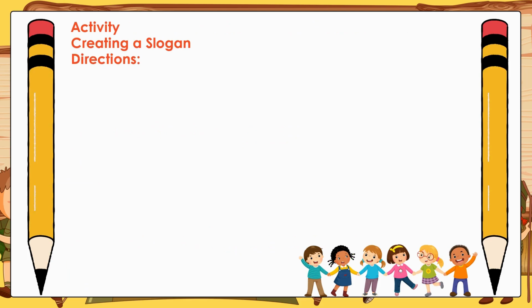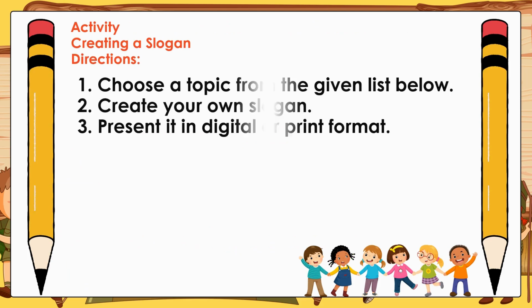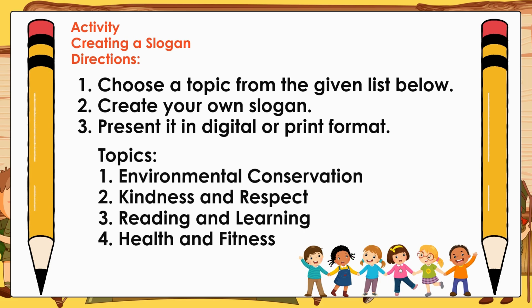For our activity, creating a slogan. Directions: Number 1, choose a topic from the given list below. Number 2, create your own slogan. Number 3, present it in digital or print format. Here are the topics that you can choose from. Number 1, environmental conservation. Number 2, kindness and respect. Number 3, reading and learning. And number 4, health and fitness.